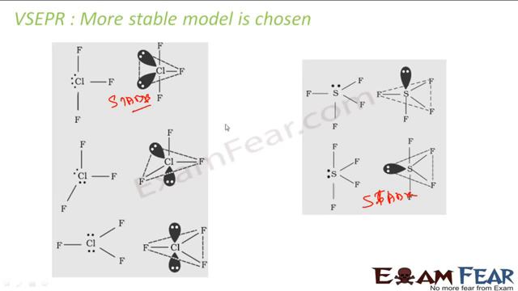So the one which is more stable is chosen as the proper model, because if you see here ClF3, you can have 3 models. SF4, you can have 4 models. Right? The one with the more stable shape is picked up.